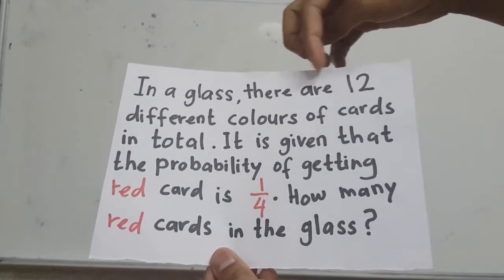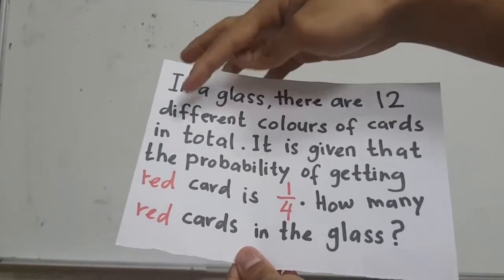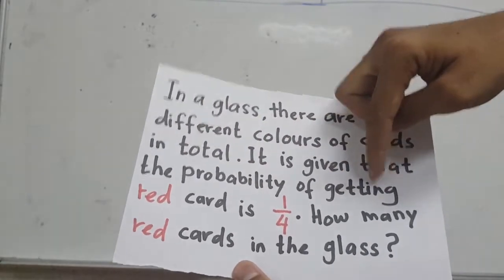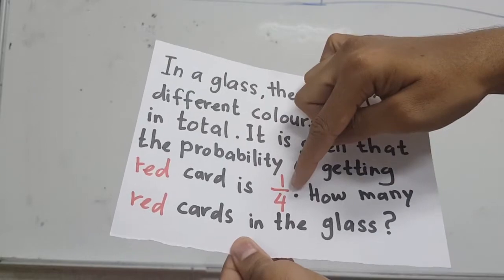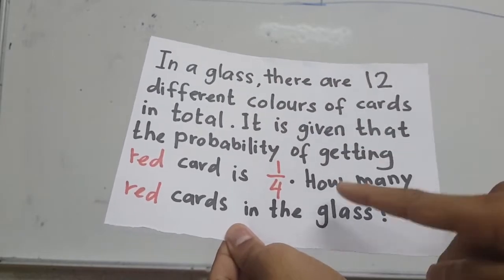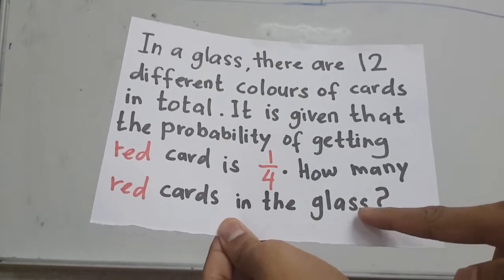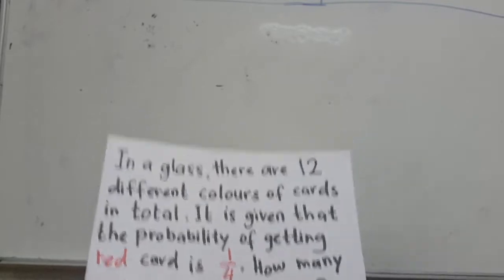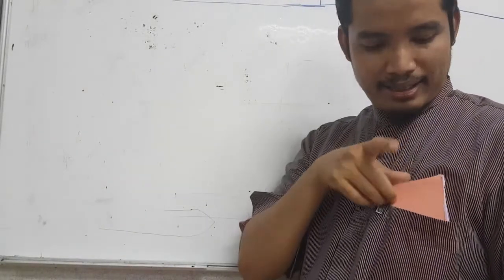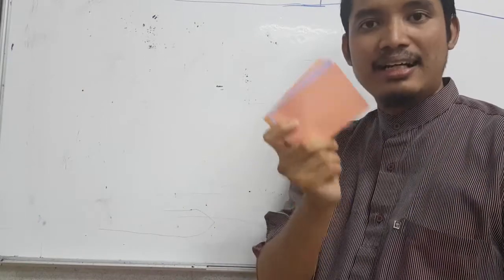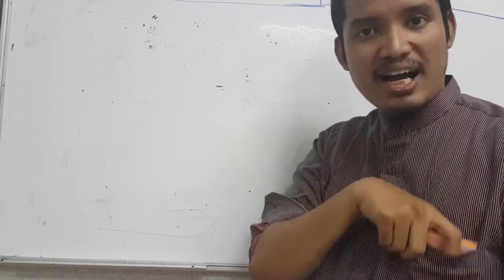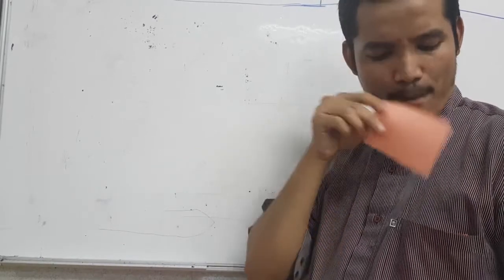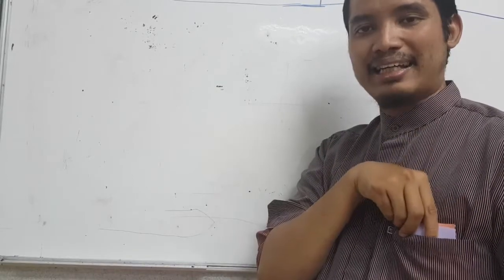In a pocket, there are 12 different colors of cards, in total 12. It is given that the probability of getting a red card is 1/4. The probability is already given. How many red cards are inside my pocket?